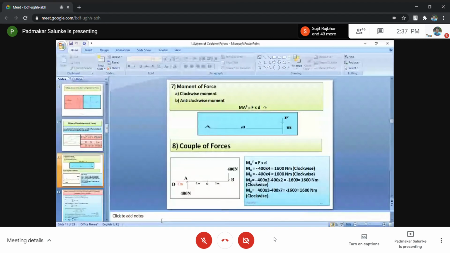For example, if we take moment of these two forces about A, the moment of the first 400 Newton at A becomes 0 because the force itself is passing through point A. There is no perpendicular distance as such. For the second force, 400 multiplied by 4, you have to define the tendency of rotation. 400 Newton is acting down at B. For the time being, with point A fixed, I am considering that the AB distance will try to rotate in a clockwise direction.